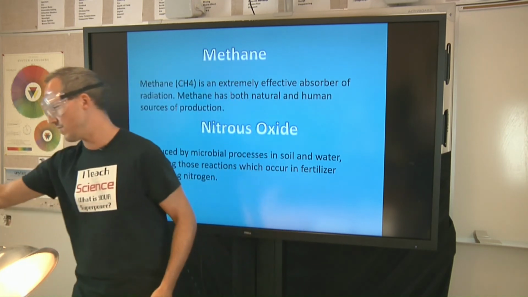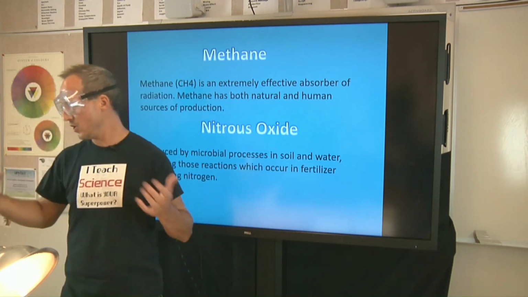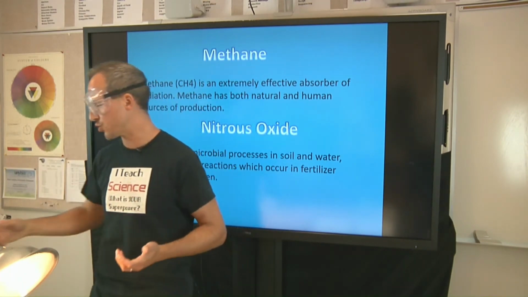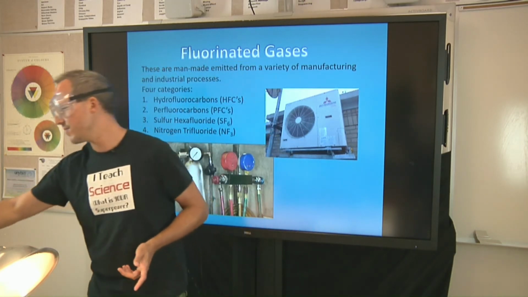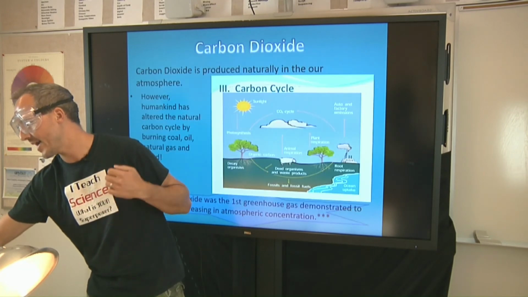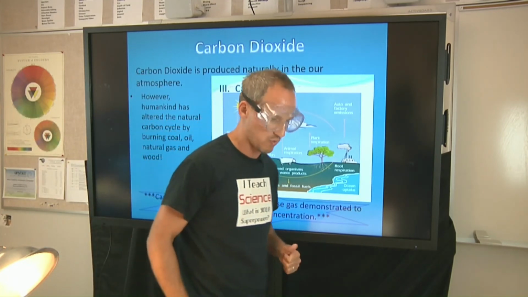So methane can be very bad. Nitrous oxide occurs in our soils and stuff. It's a normal process. Fluorinated gases, we don't have to worry about too much anymore. CFCs and stuff like that have been banned because they were hurting the ozone layer. So we don't have as much worry about fluorinated gases, but carbon dioxide we have worries about.